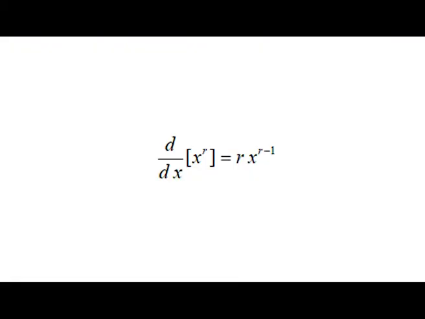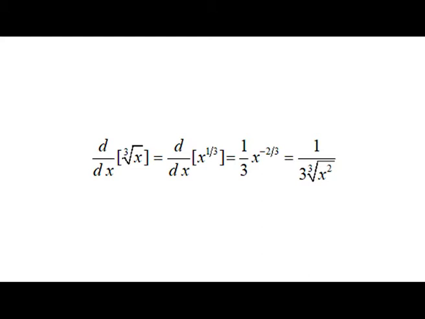Rule 9, extended power rule. If r is any real number, then d/dx of x^r is equal to r x^(r-1). That is, to differentiate a power function, decrease the constant exponent by 1 and multiply the resulting power function by the original exponent. As an example, d/dx of cube root of x is equal to d/dx of x^(1/3), which is equal to 1/3 x^(-2/3), which is equal to 1/(3 cube root of x²).